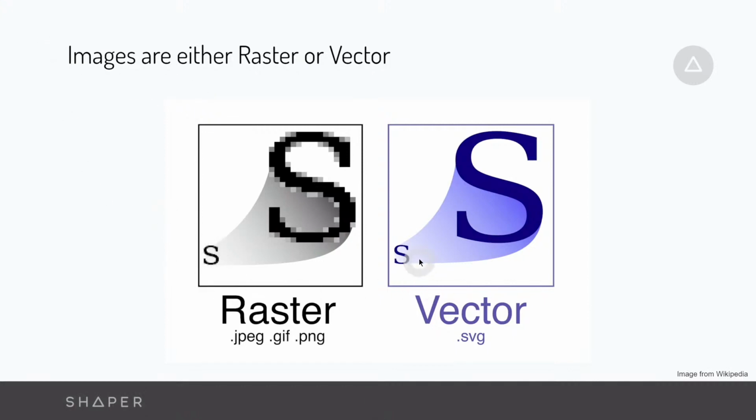So a raster image you would be familiar with if you've ever taken a digital photo with a camera. You'll see here, they look the same when they're small. I hope you can see my little highlight here. So the vector and the raster. The vector is the SVG. The raster is a JPEG, GIF, PNG.